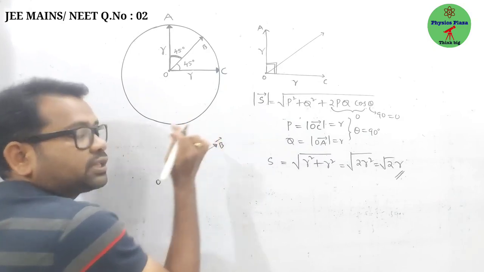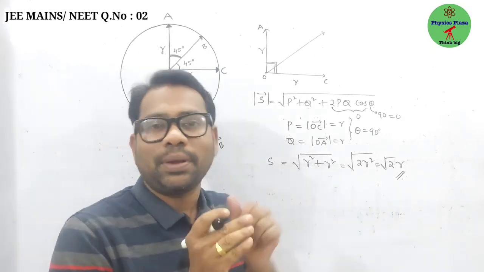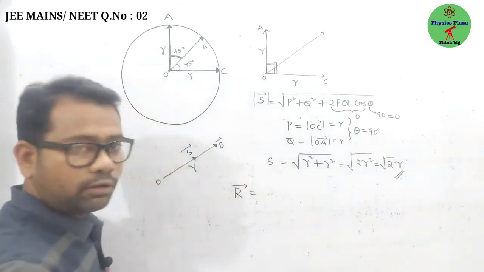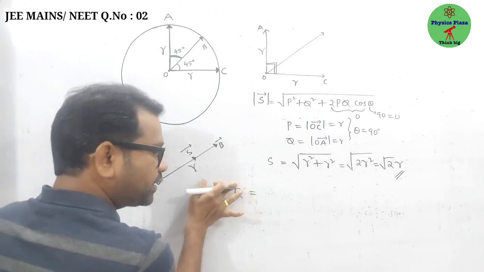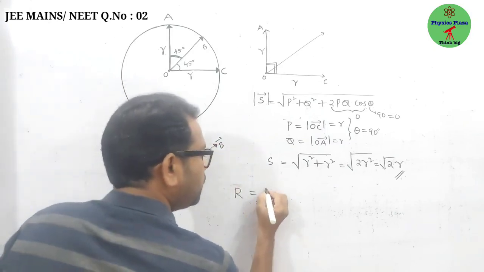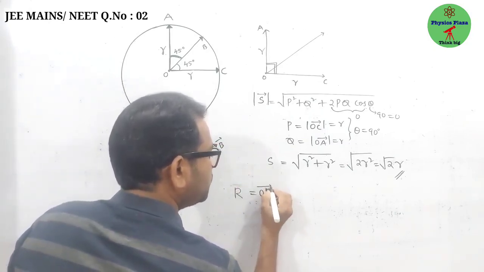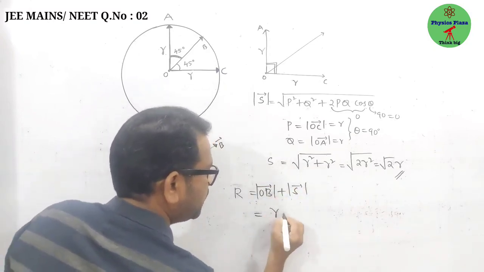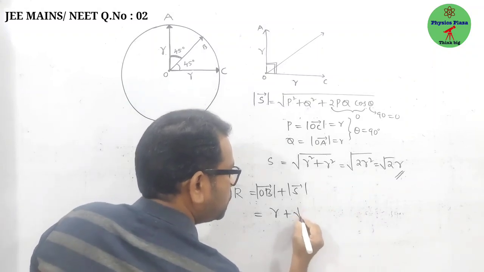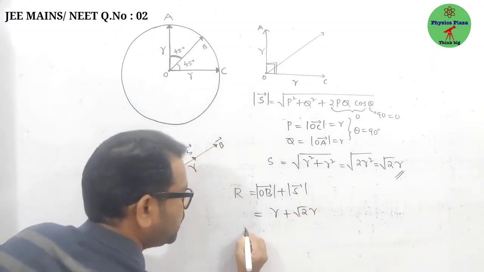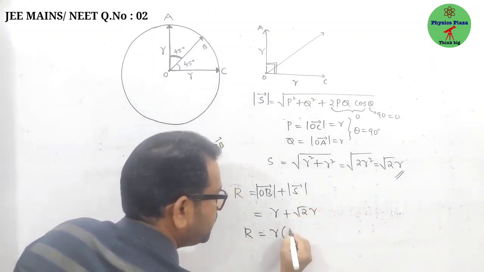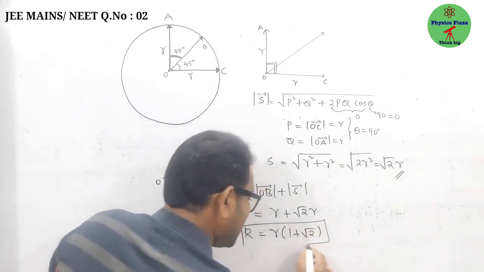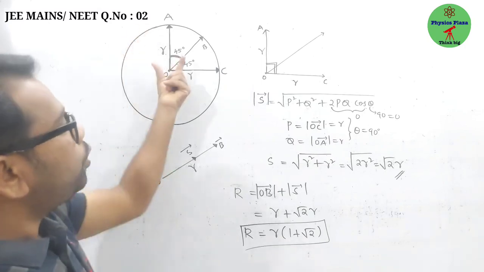Whenever two vectors are in the same direction, children, directly they can be added. So the magnitude of the resultant vector is equal to the magnitude of vector OB plus vector S. OB is R and S is root 2 R. So capital R is equal to, taking small r as common, r times (1 plus root 2). Children, this is the resultant of OA, OB, OC.